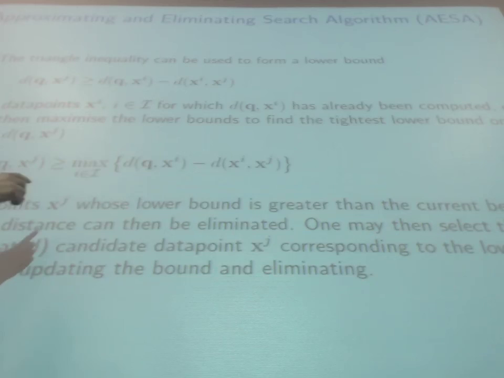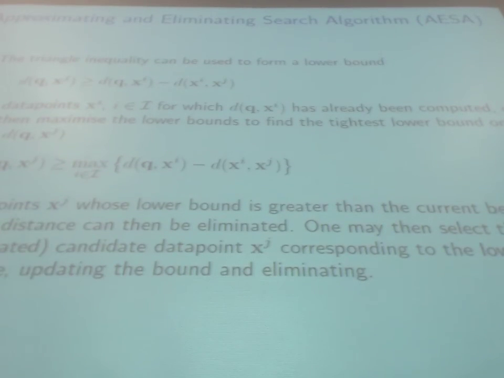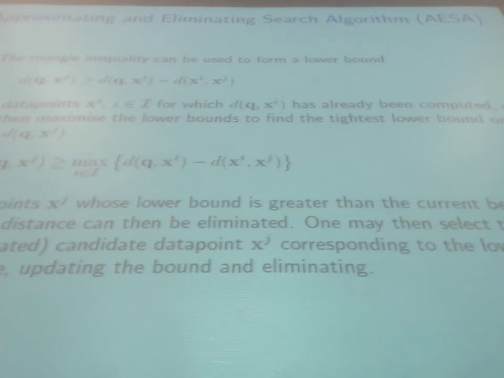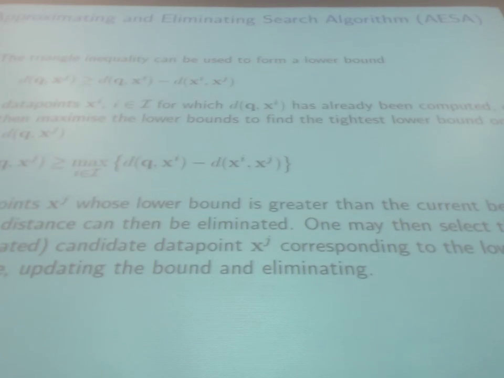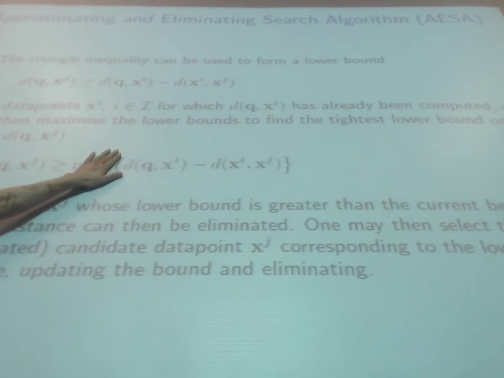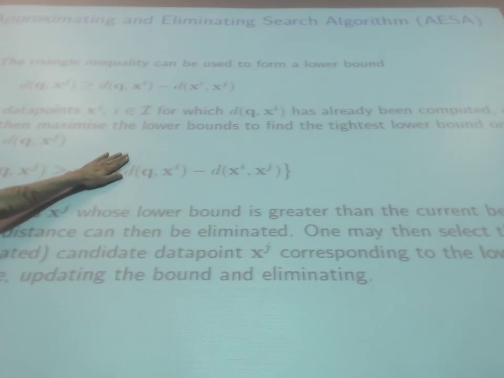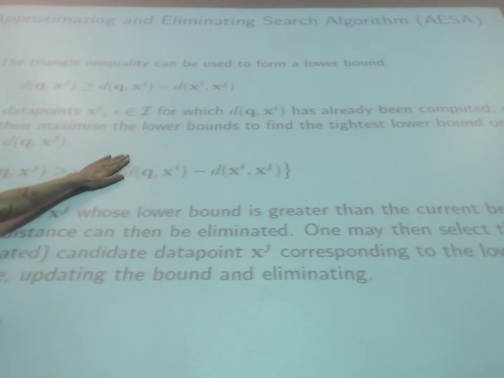At that stage, this set I here is just containing little i. It's the only one you've currently computed. So in that sense, this max is over a set that is empty, or it just has the one member. So what that would mean is we would just have that for the initial stage, and then we'd have to run over all j.